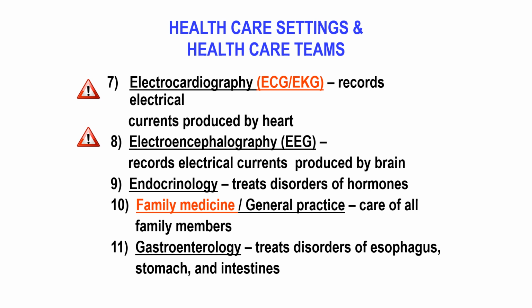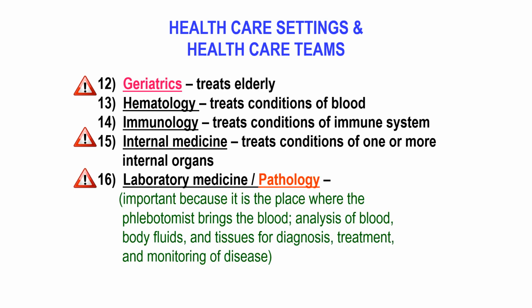Then most of us should have a family or general practice doctor. They can care for all members of your family for minor disorders. And then if you have something that's beyond their scope, they can send you out. Gastroenterology treats disorders of the esophagus, stomach, and intestines. Geriatrics, we understand, treats the elderly.